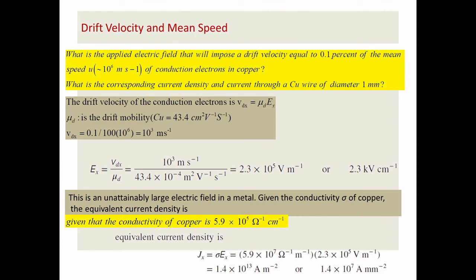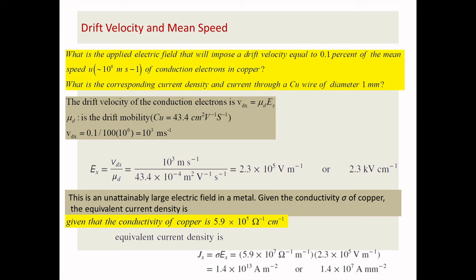Now I want to find your current density. What is the current density formula? J equal to sigma into E x, that is the electric field. The conductivity of copper is 5.9 into 10 to the 5. It is given in the problem. So you multiply both values. You will get the current density, which is found out to be 1.5 into 10 to the 13.